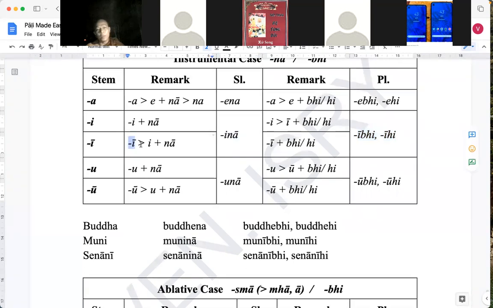So in singular, long vowel becomes short, but oppositely in plural, short vowel becomes long. In singular, long vowel becomes short. In plural, short vowel becomes long. You see that point? So the same way in the I and the U stem. So in singular, to the U already short, so Na is added. We have the U Na. So that is one.